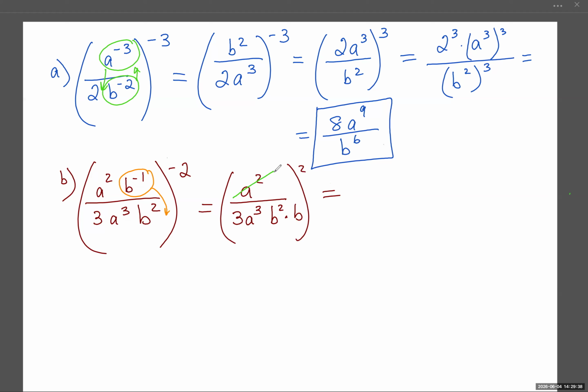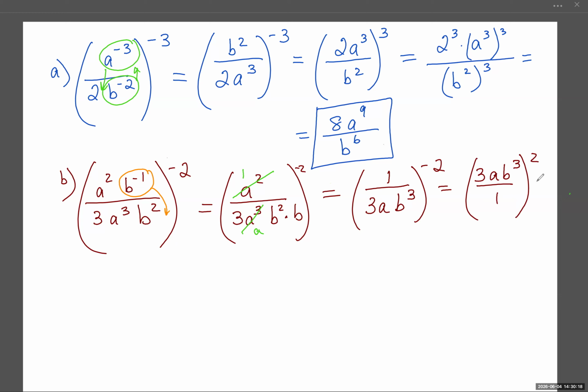Well, a to the second and a to the third, since I have one more a on the bottom, this is just going to be 1, and this is just going to be a to the first power. So I'm going to rewrite this one more time. There should be a negative right here. So that's 1 over 3 times a times b cubed. b squared times b is b cubed, to the negative 2 power. Now to get rid of the negative on the outside of the parentheses, all you have to do is flip the fraction inside upside down. So this is 3ab cubed divided by 1.